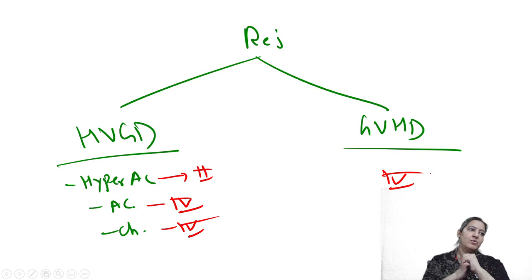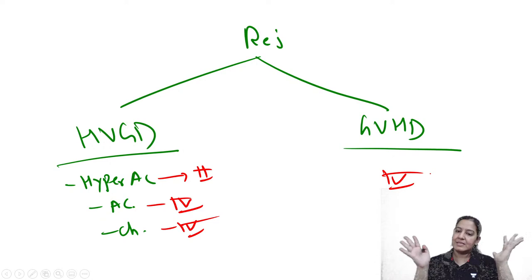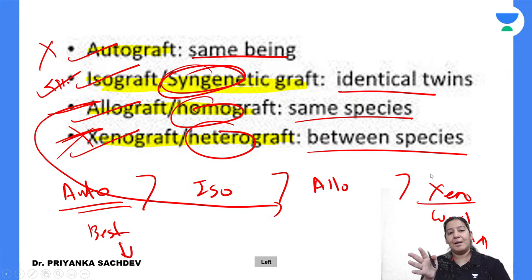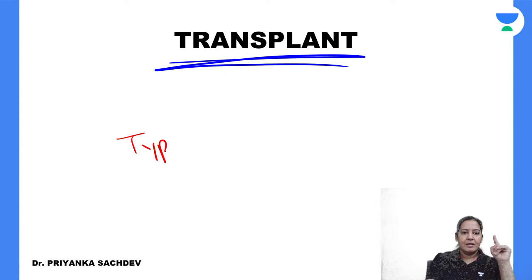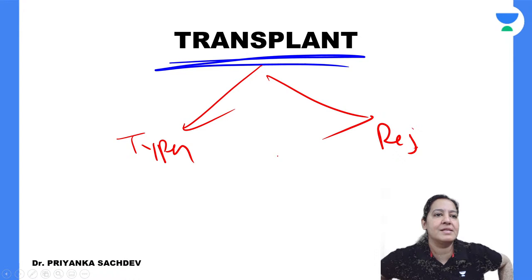I'm trying to summarize the things in one place. Now you can understand the meaning and the mechanism. You can tell me the type of hypersensitivity in case of rejection. You can tell me the type of the transplant. That is all about transplant: the types of the transplant and the rejections of the transplant. Questions come on these two things. You should be able to answer them correctly.